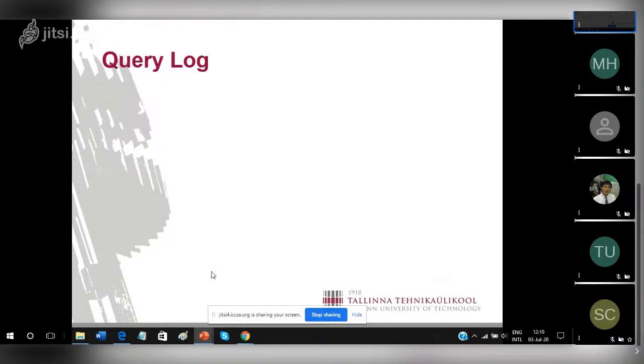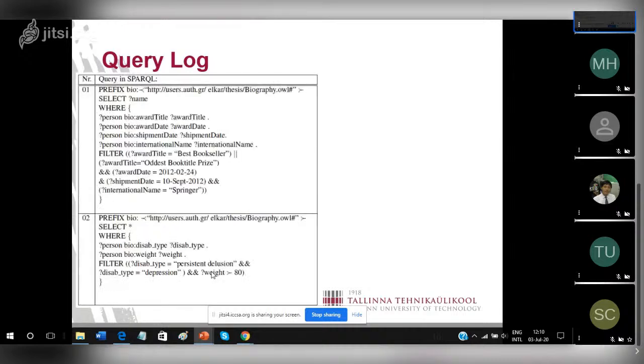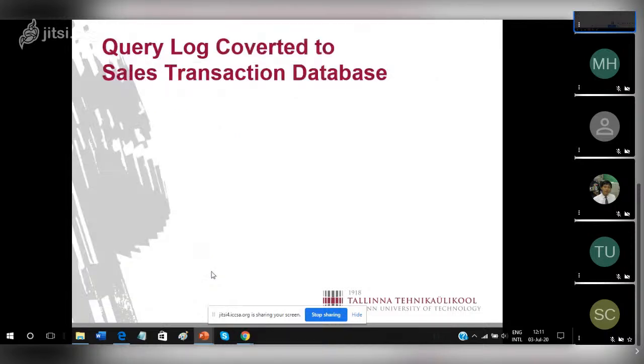For our experiments, we extracted a small set of queries from the query log. This was a real query log issued by users in the past. This query log contained, for our experiments, 30 queries against the OntoLife ontology. I just remind you that the input for market basket analysis algorithms is a sales transaction database. That is why this query log had to be converted to a sales transaction database.